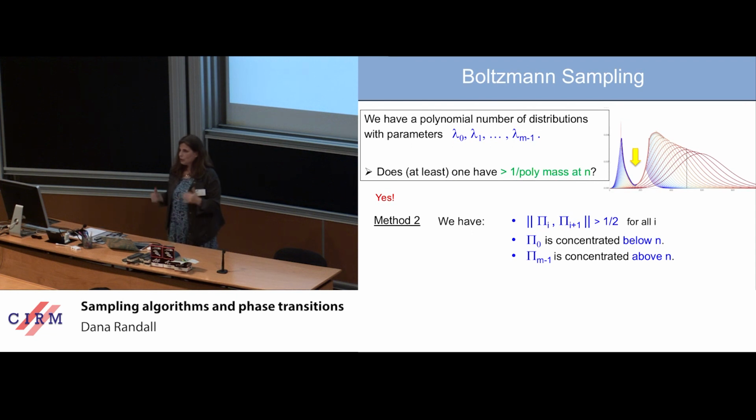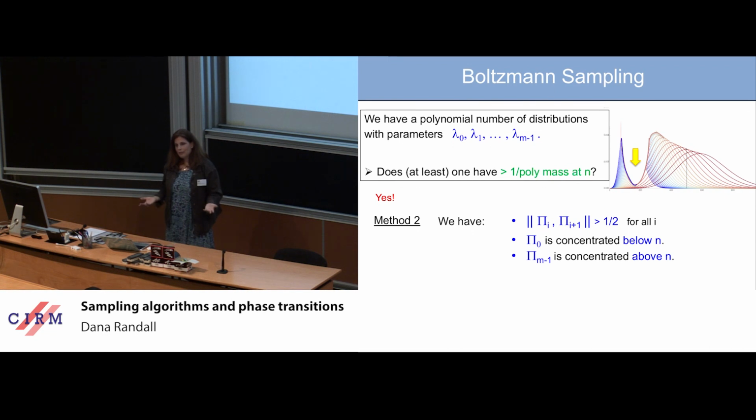So I want to know that this picture is avoidable. It could be the case that every single distribution has exponentially small mass at n. So as I change lambda, I never get a sample of size n in polynomial time. That's the bad thing I'm hoping to avoid.